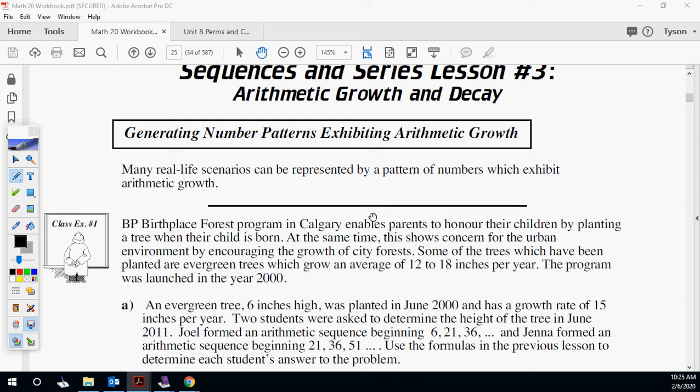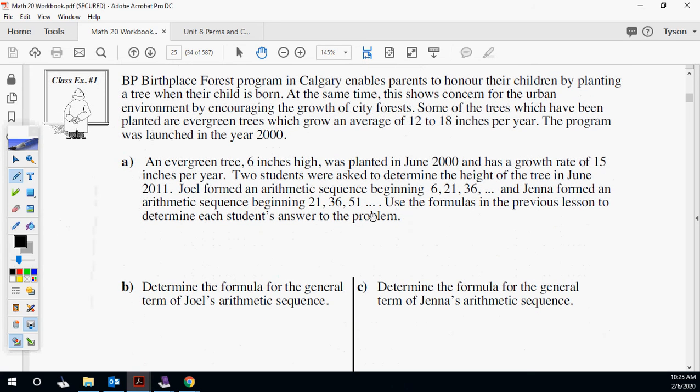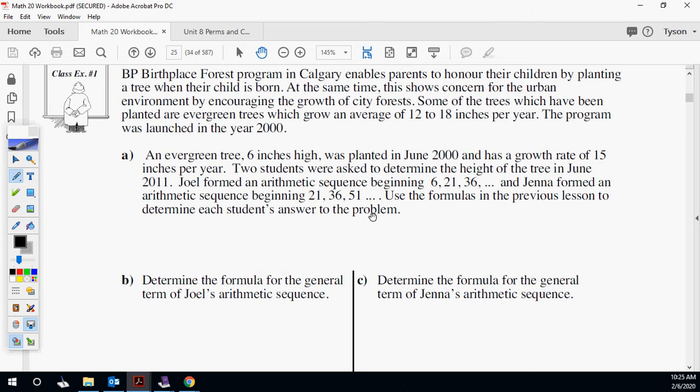So arithmetic growth and decay. Then we'll do arithmetic series, which changes the game a little bit before we get to geometric. This week we'll pretty much do all arithmetic. Next week we'll get into geometric. Many real-life scenarios can be represented by a pattern of numbers which exhibit arithmetic growth or decay. We're going to talk about growth first. So here's our first setup.